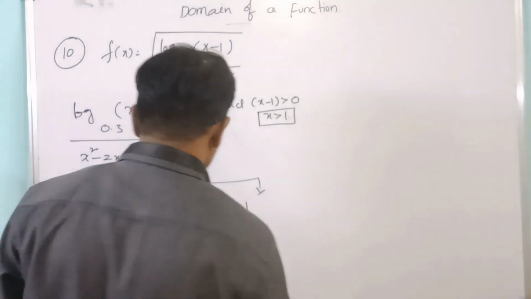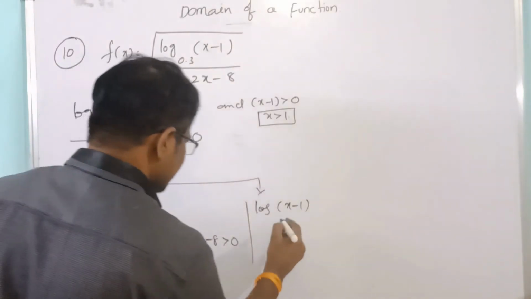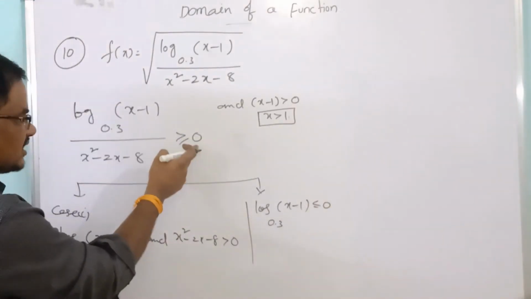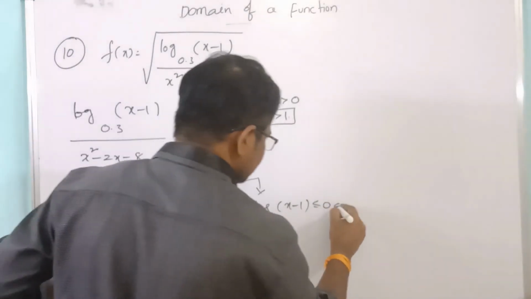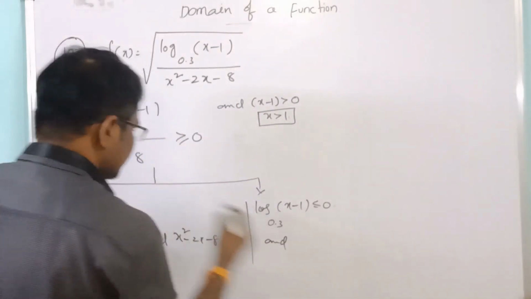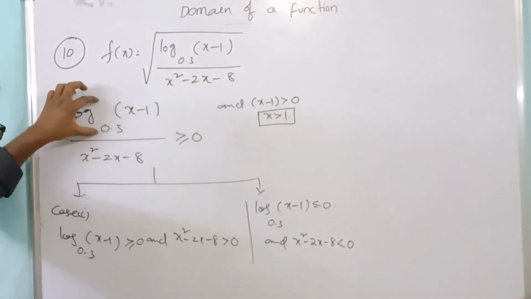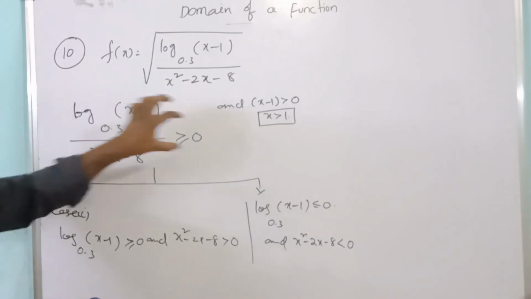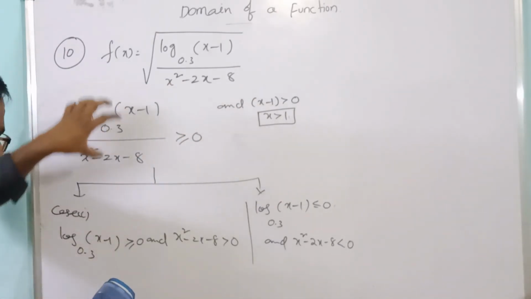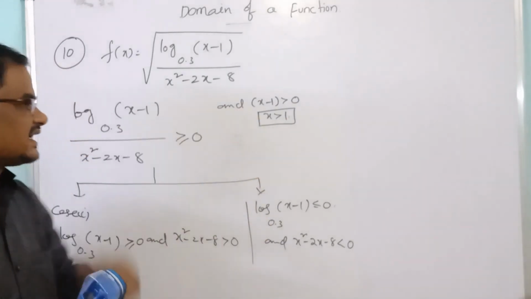Next, in case 2, what do we have to take? Log of x minus 1 to the base 0.3 less than or equal to 0, means it is equal to 0 there also. And the second one, the denominator x square minus 2x minus 8 less than 0. Less than or equal to 0 by less than means negative by negative, and greater than or equal to 0 by greater than means greater than or equal to 0. In these two cases we have to find x values with x greater than 1.